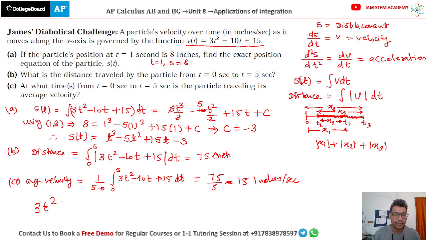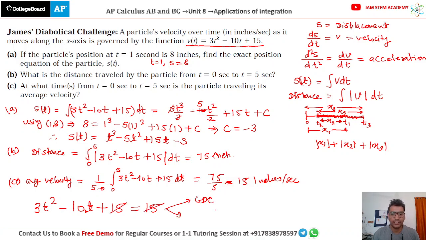3t squared minus 10t plus 15. This should be equal to 15. Now we have to solve for t. It's a quadratic equation. If you want, you can use your GDC, that gives you a faster answer, or you can simplify it directly.